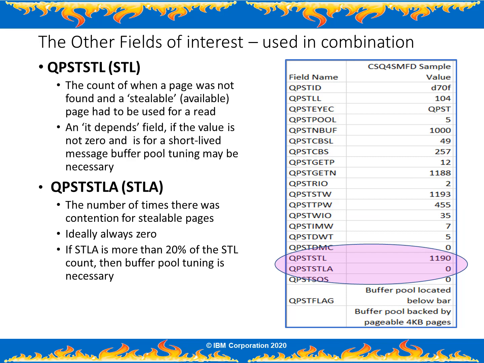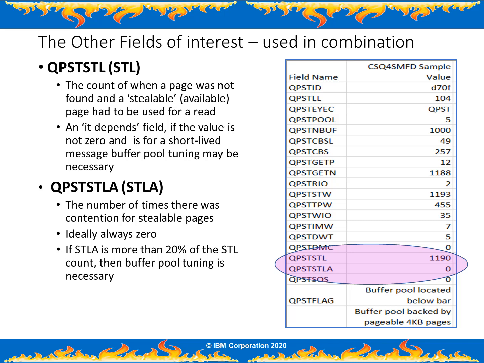The last two fields are all about stealable pages, and they are used when you need to read a page back from the page set into the buffer pool. So the first value is the QPST STL field, and that's simply a count of the stealable pages that have been used. Again, it is a value where you need to know something about the workload that is using this particular buffer pool to determine whether a non-zero value is an issue.